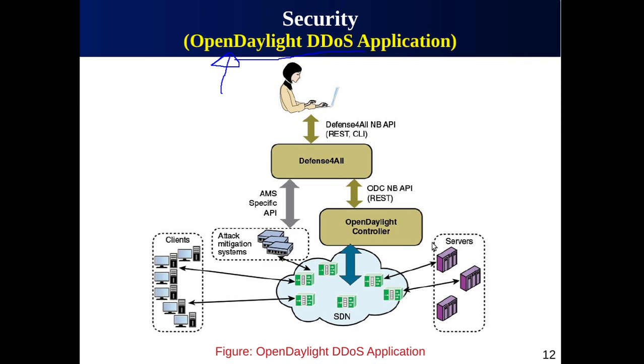You can see that the underlying SDN network consists of a number of data plane switches, and these switches support traffic among different clients and servers. On the left side we have clients, on the right side we have servers, and there is traffic between the clients and the servers, and that goes through these data plane switches.